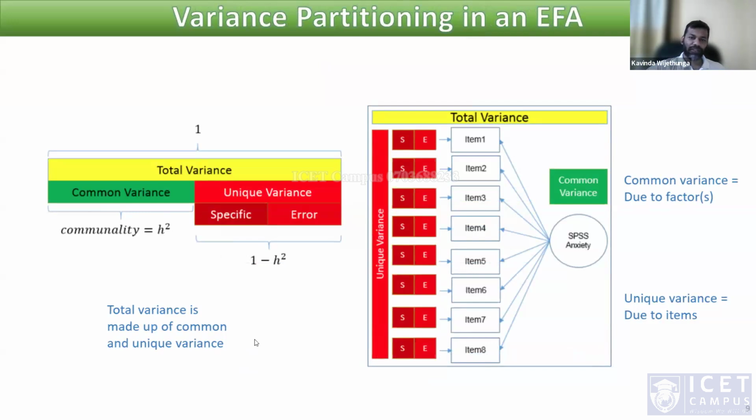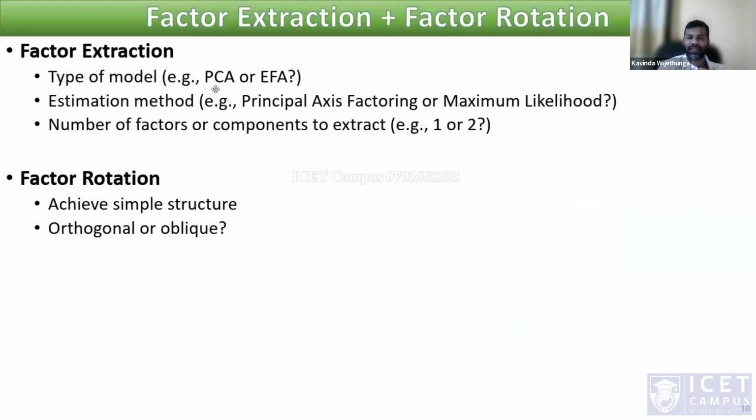Right. Factor extraction plus factor rotation. So factor extraction, the type of the model. So then we are using principal component analysis, or exploratory factor analysis. So we can think what is the method we use. And also there are some other estimation methods, right? Like principal axis factoring, maximum likelihood. Likewise, there are estimation methods. I will show you, so once we are doing our analysis, you can choose the estimation method, right? And also the number of factors or components to extract, that is also there. So how many factors do we need?